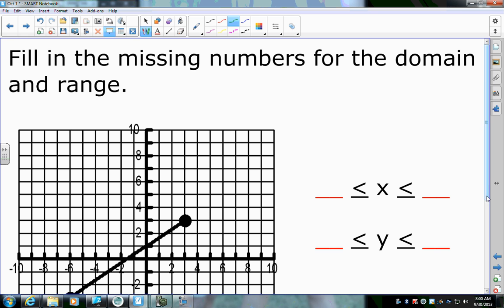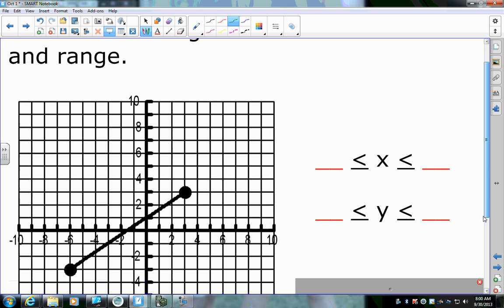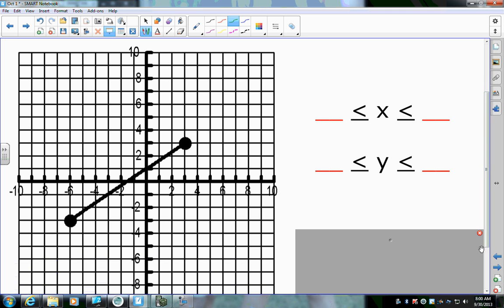Okay, so now let's look at the next one. It says fill in the missing numbers for the domain and range. So instead of the symbols, let's look at the numbers. The domain is from left to right. Go to the far left, and we're going to come over here. One way they teach you to do this is to box in your data. So I'm going to draw a box here, maybe.